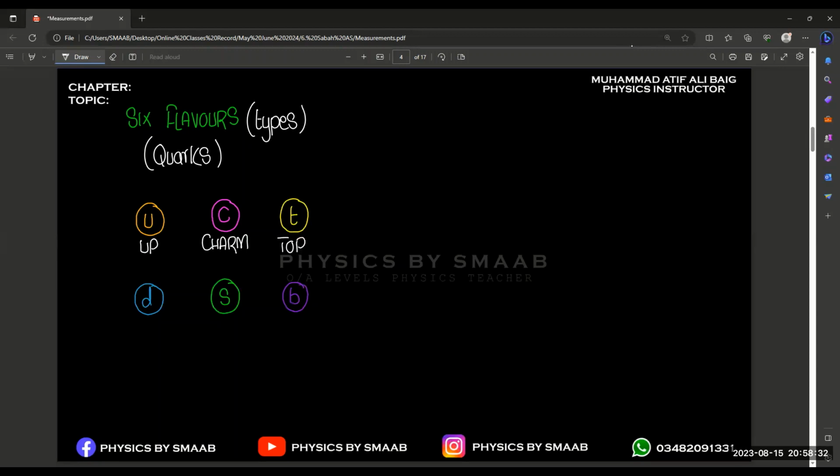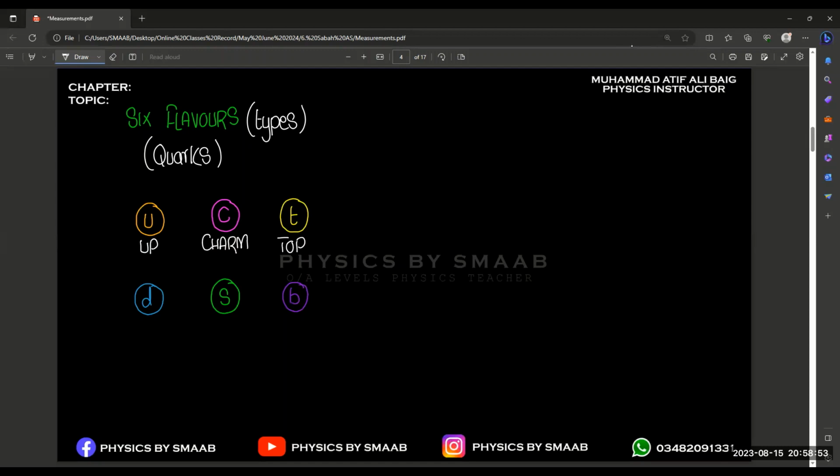Now you can just take the reference like this. We are writing up, charm, top in the upper order, right? So maybe they will be the positive ones, or the positive number or the greater number like this. That's why we are writing in the upper column. Now the second ones are the opposite. Now you can automatically sense it like this.